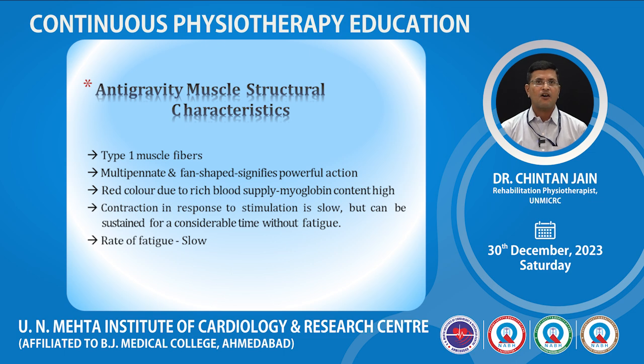The characteristics of anti-gravity muscles: They are type 1 muscle fibers. They are multipinnate and fan shaped, which signifies powerful action. Red color due to rich blood supply. Myoglobin content is very high. Contraction in response to stimulation is very slow but can be sustained for a considerable time without fatigue. The rate of fatigue of these muscles is very slow.